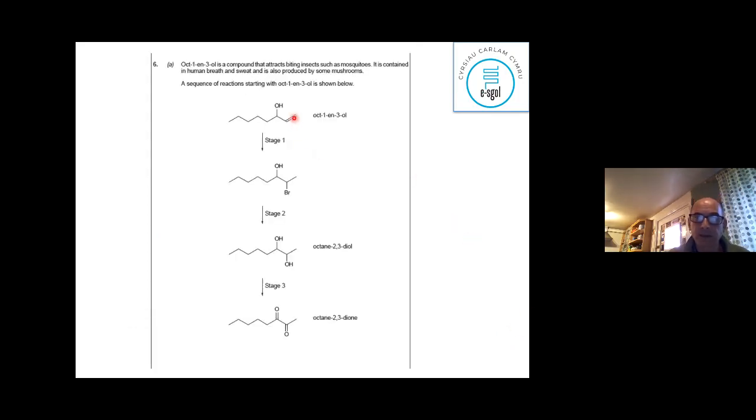Quickly go through this stage. What happens is between here we're looking at the difference. Here you've gone from an alkene to an alkane and you gain a bromine. So that would suggest plus HBr. Here you've changed the bromine to an OH, which indicates a substitution reaction. From here you go from OH to carbonyl groups, which indicates an oxidation process.